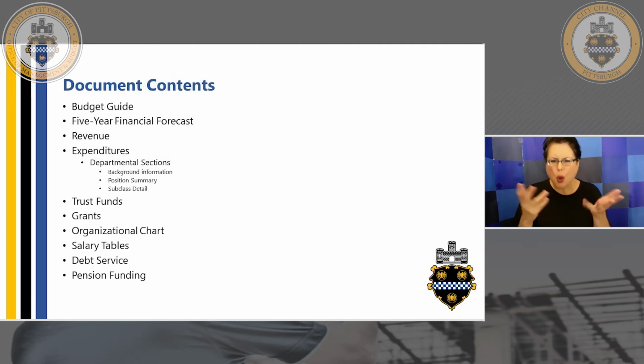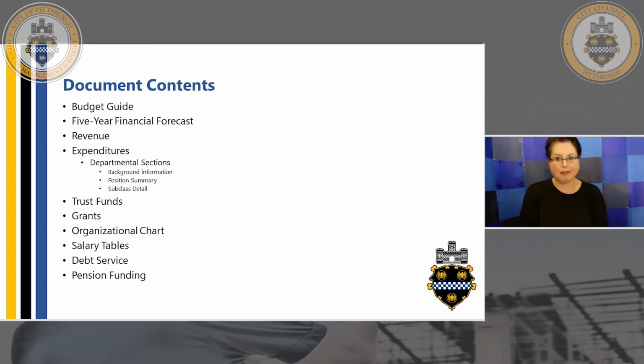So what's in the operating budgets? The quick rundown, first, there is a budget guide, and it has a lot of what I think is useful information as to how city finances work and function. There's a 5-year financial forecast, which is kind of the beating heart overall summary of the operating document. There are sections on revenue, there are sections on expenditures. Each department has its own section that's broken out. There's background information, a summary of all positions within that department, and then we break down each budget line into what we call subclasses and object accounts, which gets a little more granular in the accounting system.